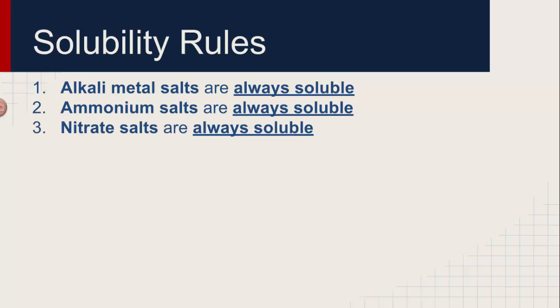Anytime you see nitrate in a compound, it will always dissolve. These 3 will get you through like 90% of your solubility. We use these 3 because they show up all the time. Okay, so anything that contains an alkali metal, an ammonium ion, or a nitrate ion will always dissolve. Okay, now we get into a couple of special cases.